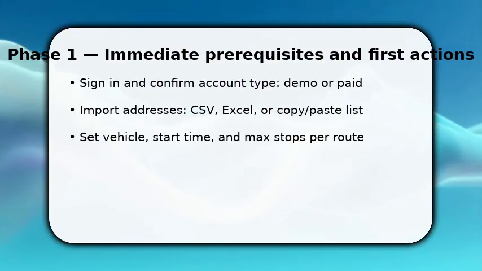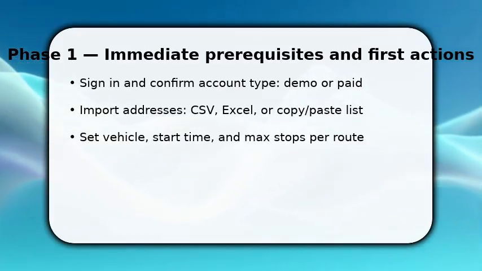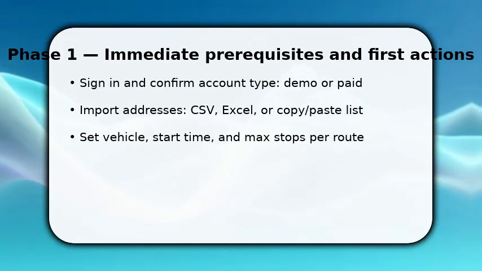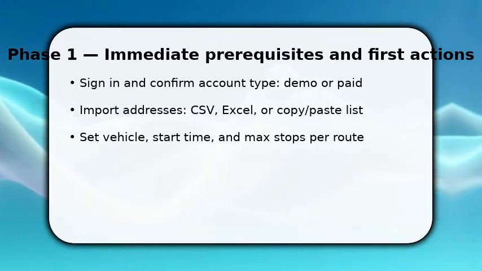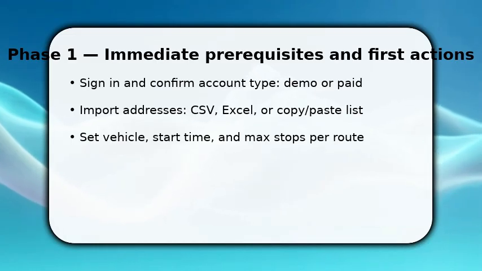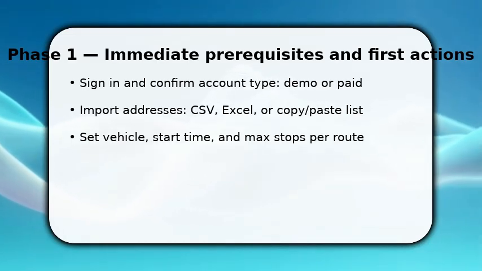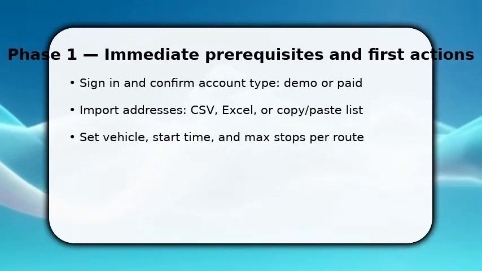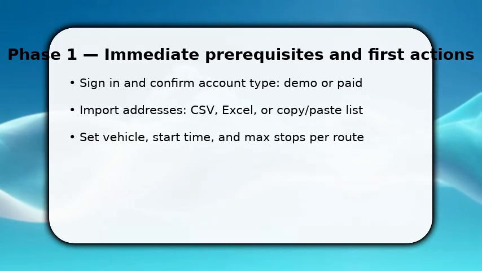You begin by opening the Route4Me app and signing in. Once authenticated, pick demo or your paid plan so features match your needs. Next, import addresses directly, CSV or copy/paste, to avoid manual entry and validate duplicates. Then set the vehicle profile, start time, service window, and maximum stops per route.